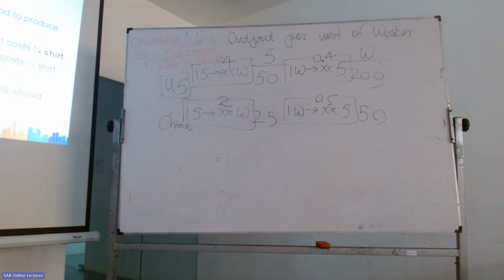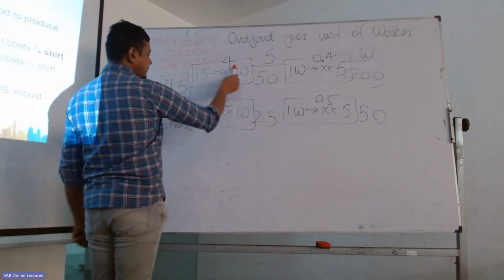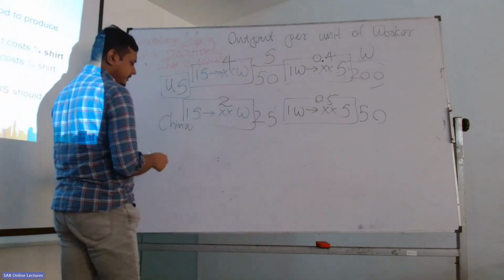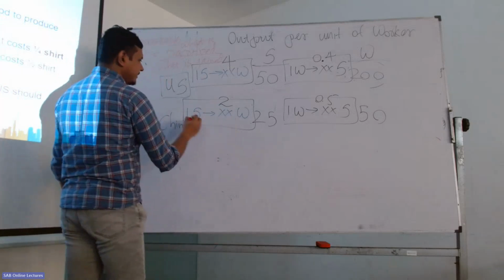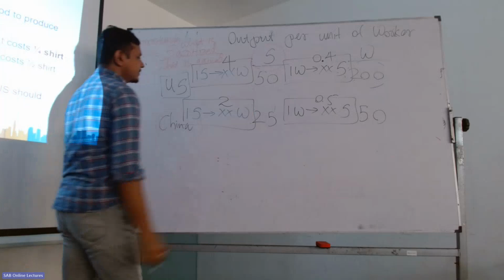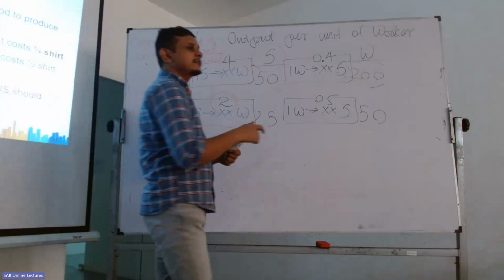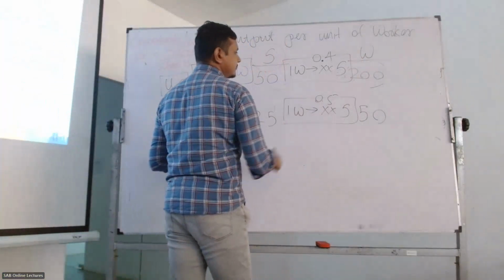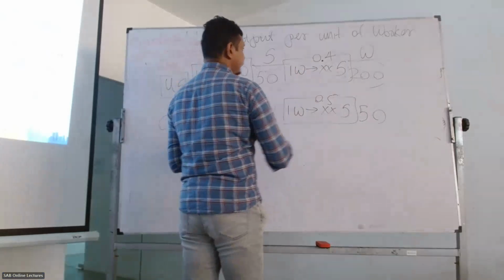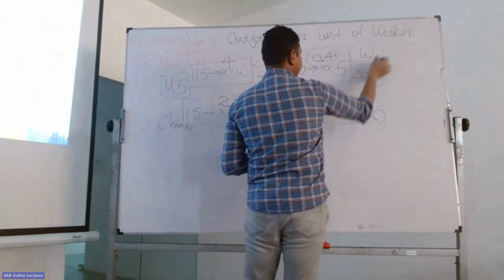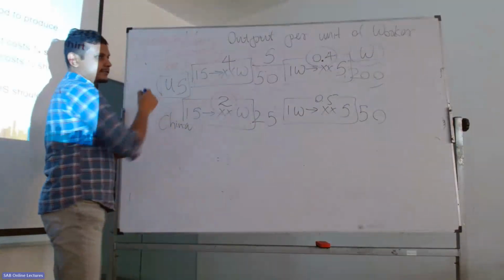So where is the opportunity cost the least? In shirt production, the opportunity cost is the least in China. Here the opportunity cost of producing one shirt is 4, here it is 2. The least opportunity cost is with China in producing shirts. Where is the least opportunity cost in producing one bushel of wheat? It's here. In wheat production, the least opportunity cost is with the US.